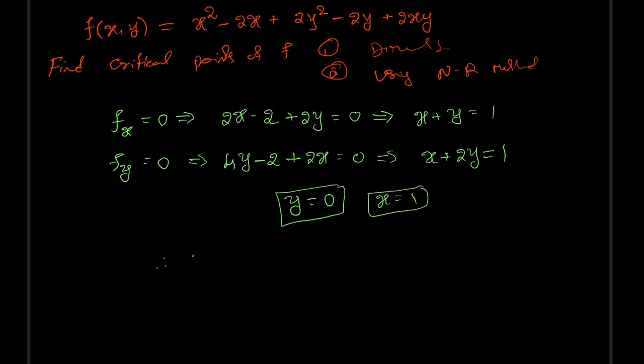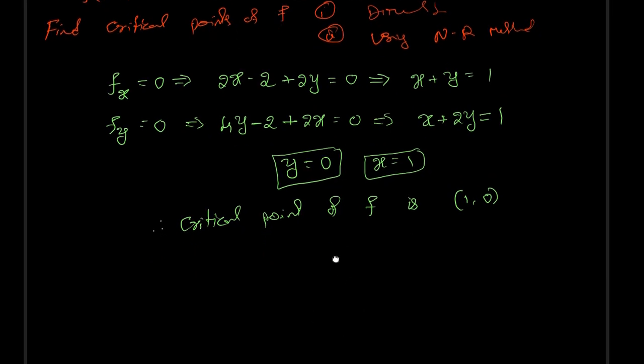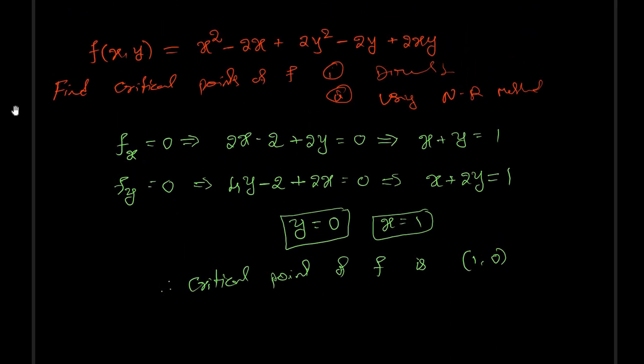Therefore the critical point of f is 1 comma 0. So directly it is clear that the critical point is 1 comma 0. Now let us use the Newton-Raphson method to find the critical point. We are done with the first part, and let us move to the second part.